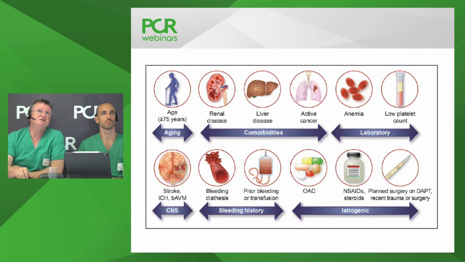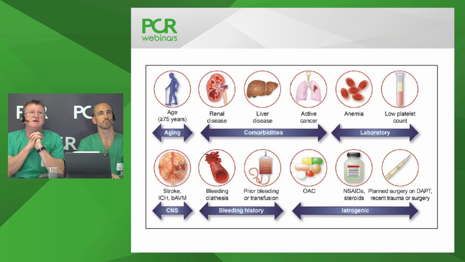Factors that are associated with a high bleeding risk are outlined on this visual graphic. Age is a factor, so age greater than 75 years is a minor criteria for high bleeding risk. Major comorbidities affecting the kidneys, the liver, or an active cancer are all major drivers of high bleeding risk. In terms of renal disease, a creatinine clearance of less than 30 defines major criteria for bleeding. Liver disease, it's cirrhosis with varices, and active cancer excluding non-melanoma skin cancers.